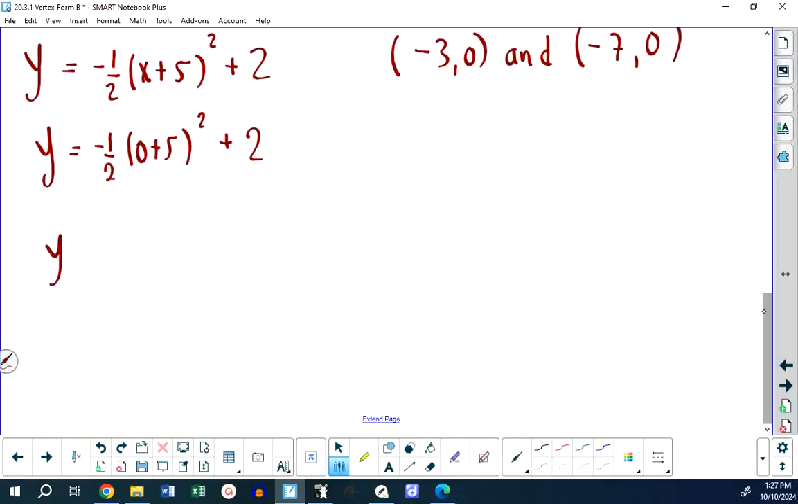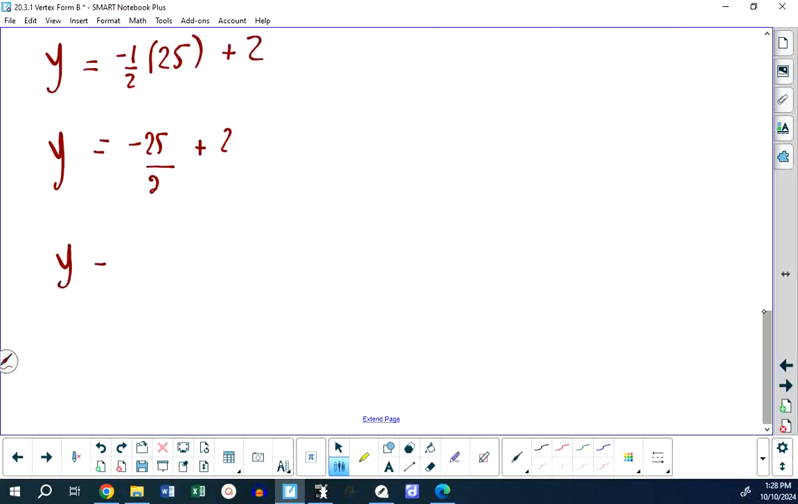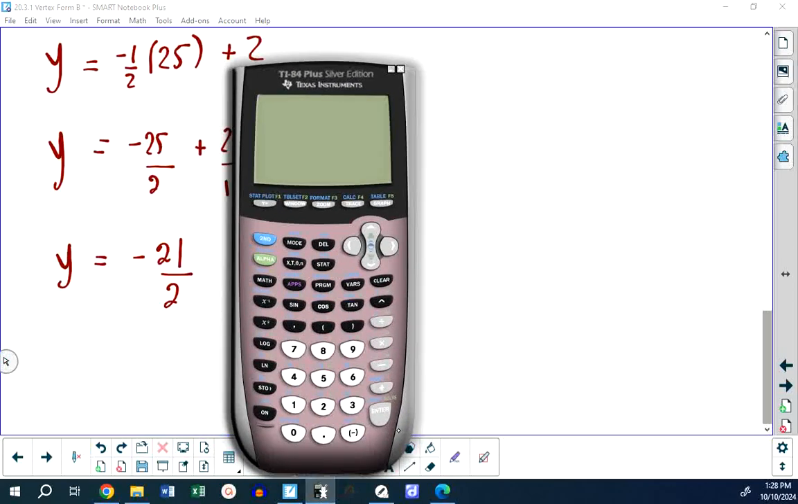So I simplify this. I get y equals -1/2 times 25 plus 2. And listen, I don't care how you figure out what this is, but we want an answer as a fraction. This is -25 over 2 plus 2, which is going to give me -21 over 2. Because this 2 can be written as 4 over 2, and then I can put them together with a common denominator.